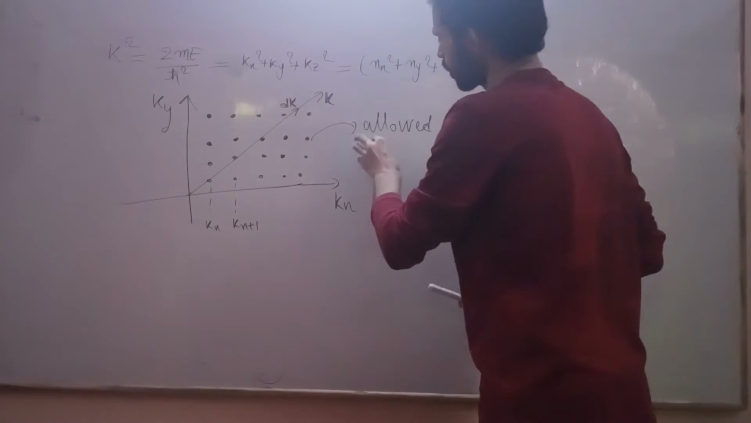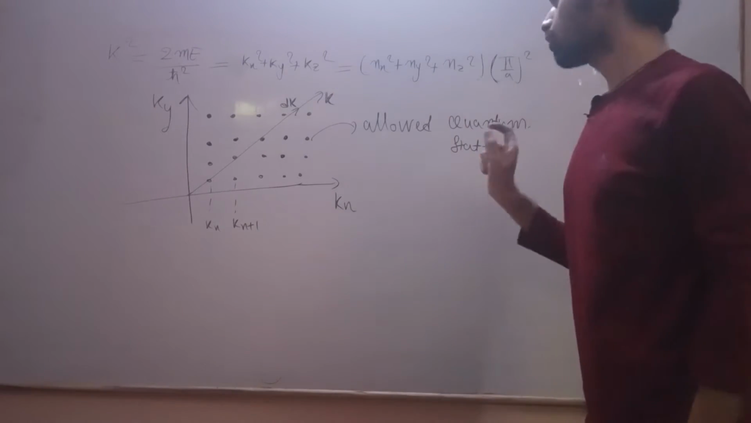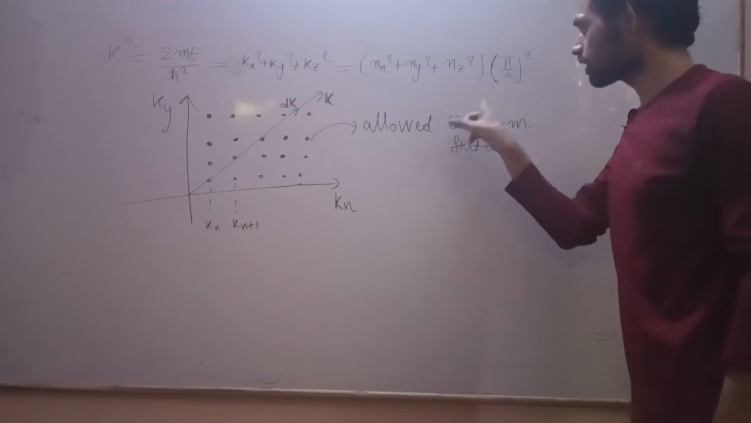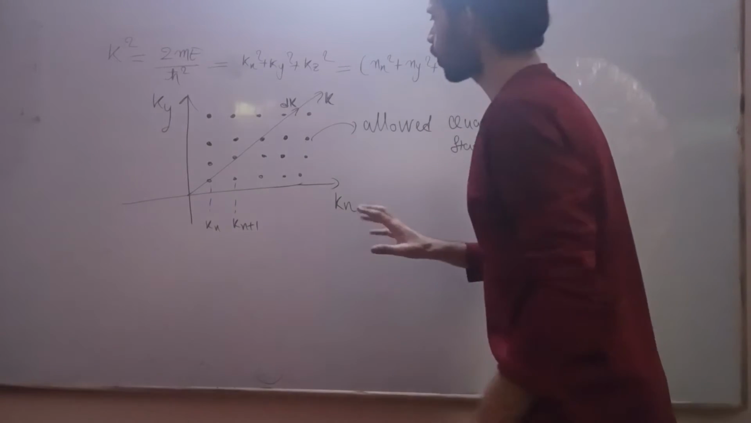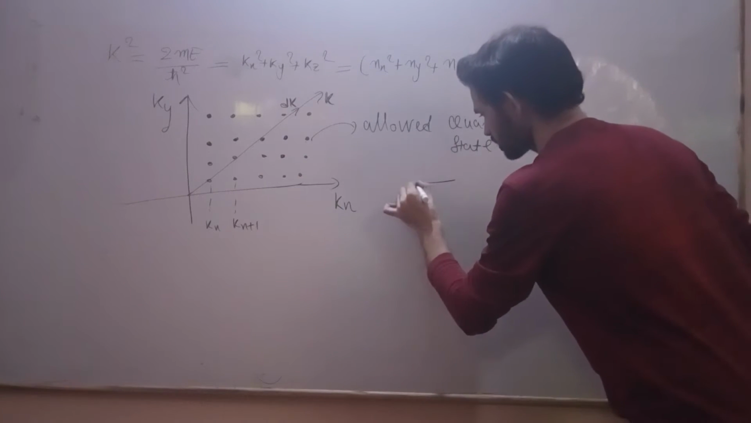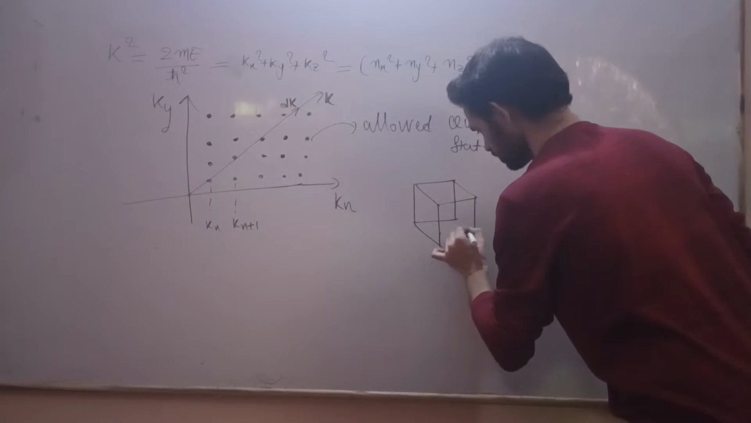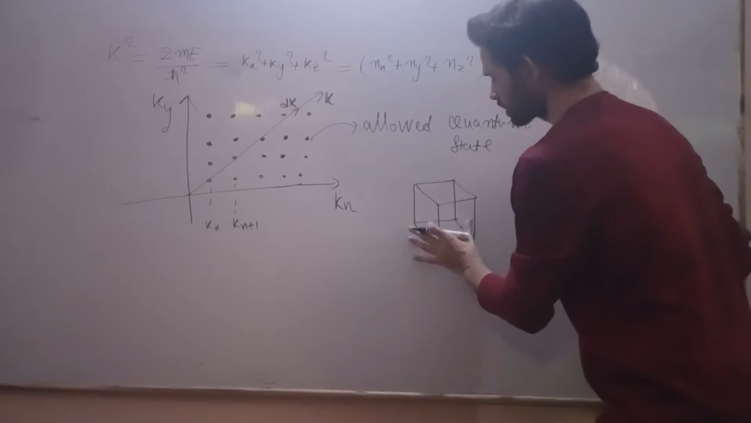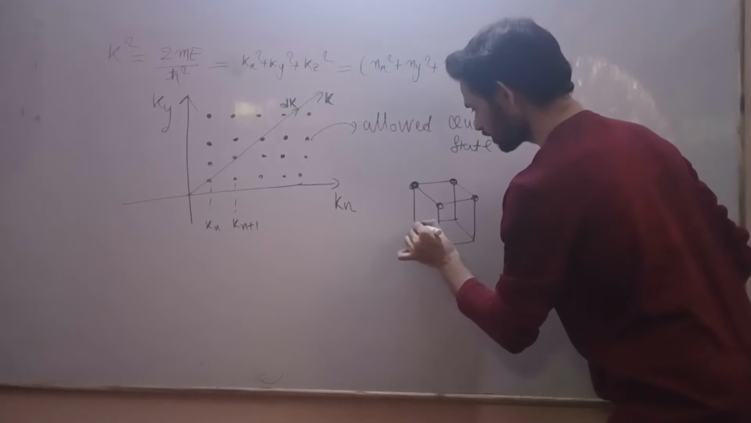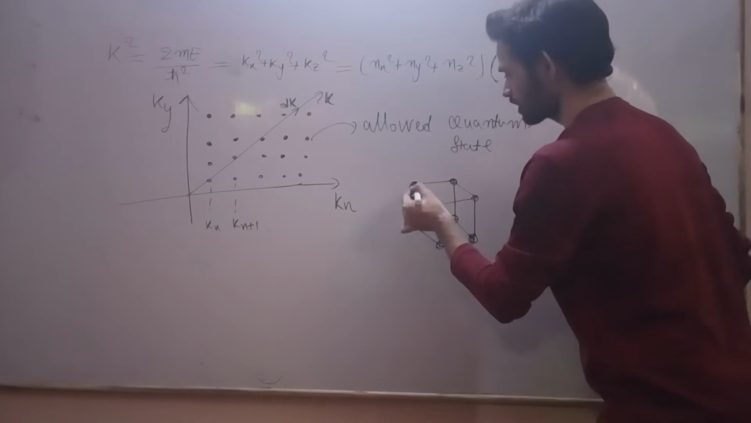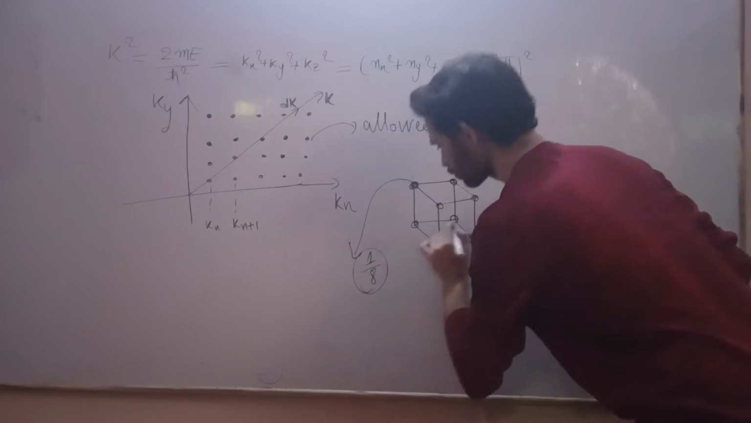In order to determine the density of allowed quantum states, we need to consider only a part of the cube. We have seen this is my cube. How many corners are there? 8 corners. So these are my 8 corners, and I am taking only one corner out of the 8 corners.